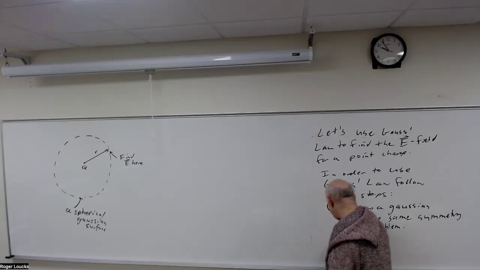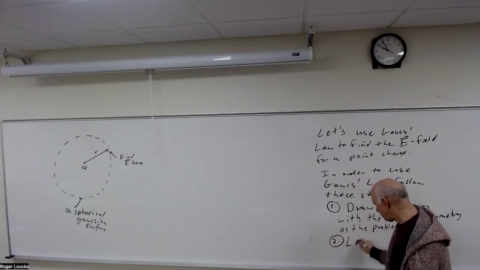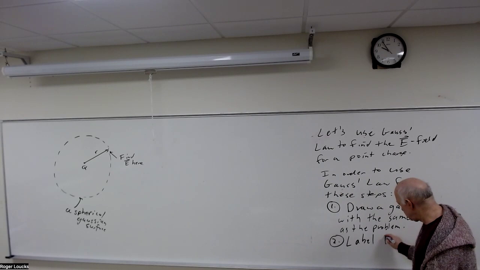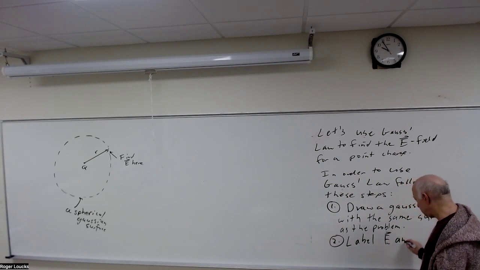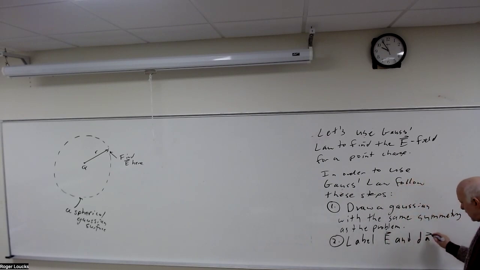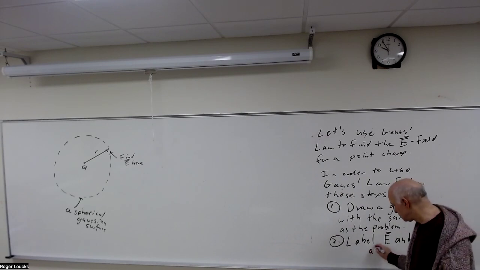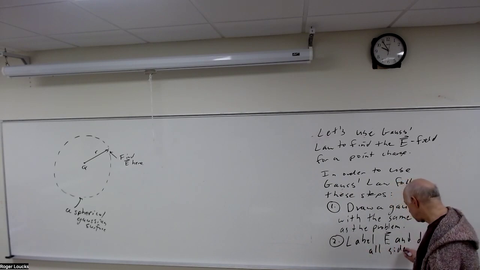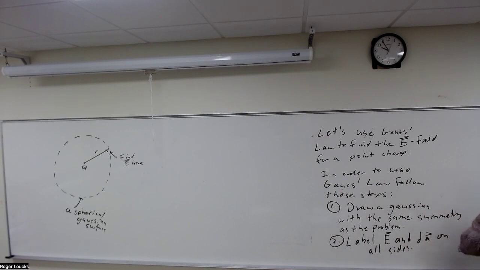Next part. Label E and dA on all sides. Okay, right now you can say, well, there's really not all sides on this. Just put down all sides. You'll see when you do the cylindrical case why we say that.